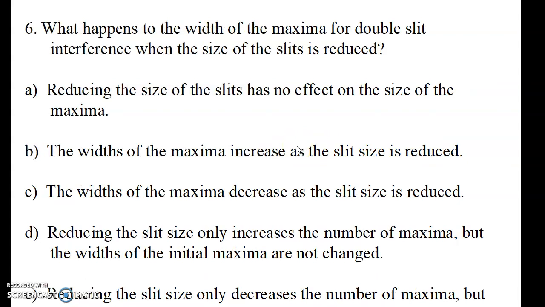Then we get to 6, and again, what happens to the width of the maxima for double slit interference when the size of the slit is reduced? And again, the width of the maxima increases as the slit size is reduced. So again, the answer is B.